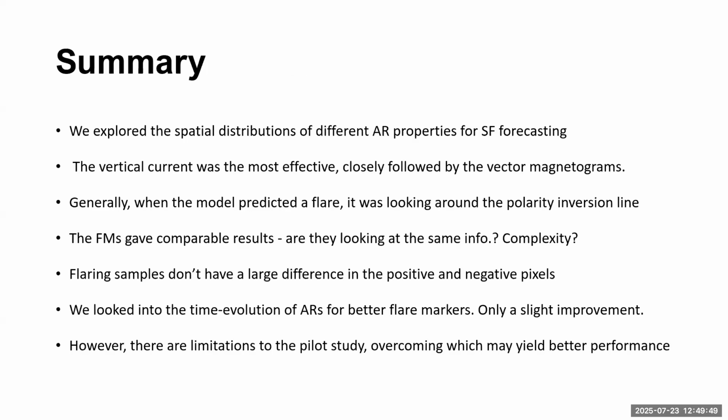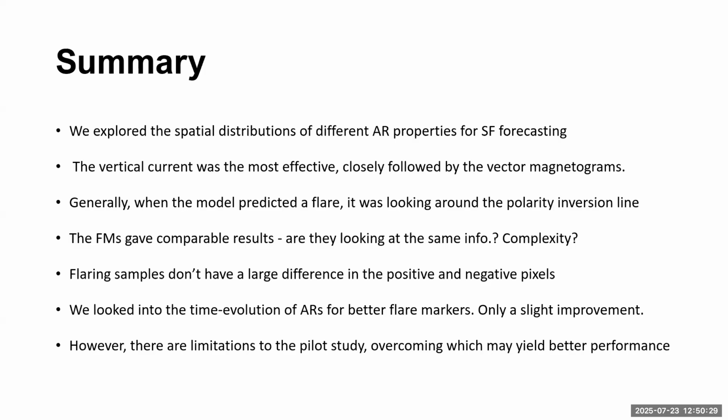So to summarize, we looked at different active region properties, the point in time data, and using that, we tried to predict the flares. We found that the vertical current performed the best, very closely seconded by the vector magnetograms. We found that what our model was learning was that whenever it predicted a flare, it was looking at the area near the polarity inversion line. So that does instill some confidence that our model is learning something which aligns with the physical models of flare forecasting.